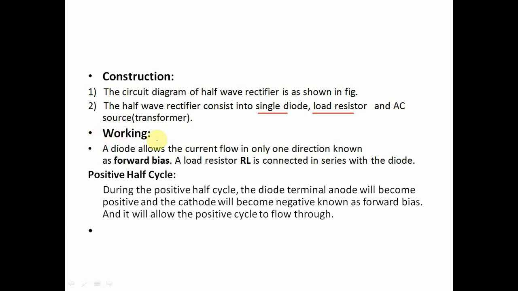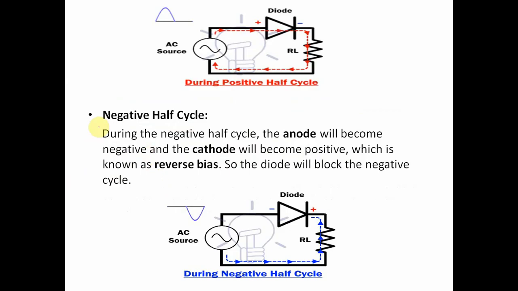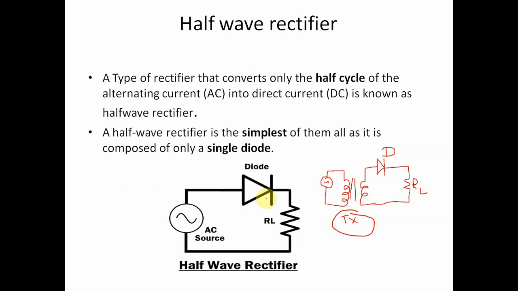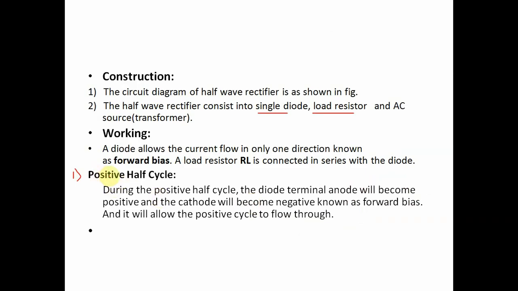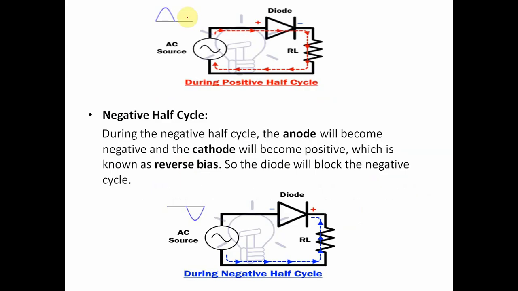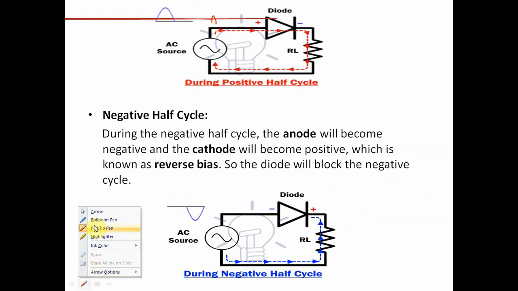Now the working of the half wave rectifier. The working basically consists of two parts, the positive half cycle and the negative half cycle. The diode is used to let current flow in only one direction, which is forward bias. The load resistance RL is connected in series with the diode. First, during the positive half cycle, this is the circuit diagram of the positive half cycle.